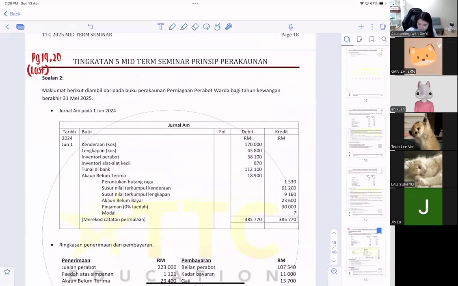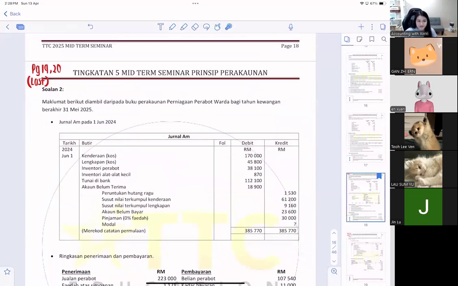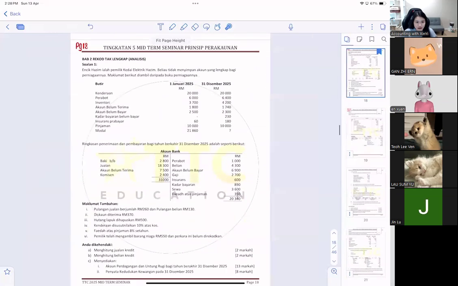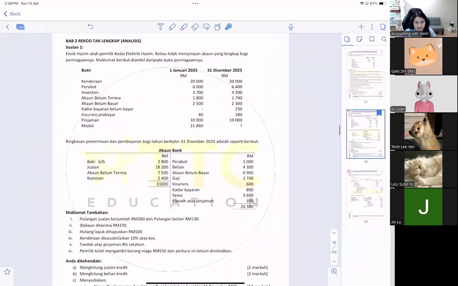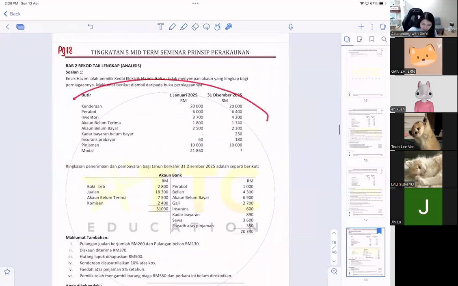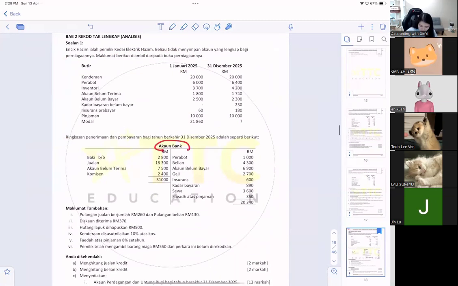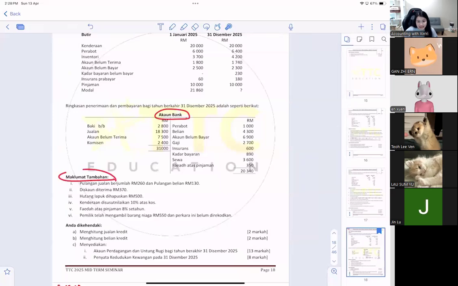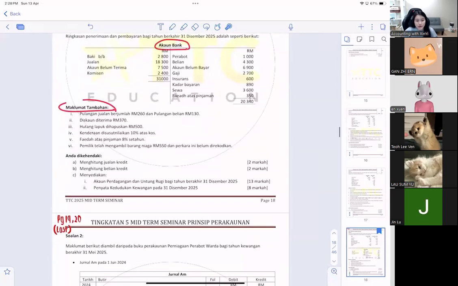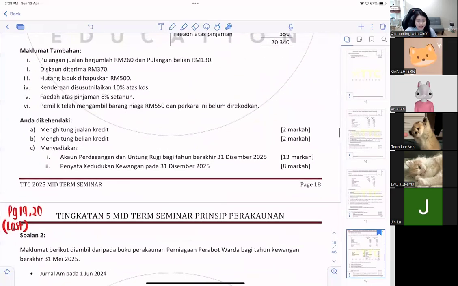So now I will begin with page 18 question. So this is a very standard structure of a record tak lengkap analysis. They will give you Baki area on top, having 1st January and 31st December. Also, they have given us account bank showing transaction of income and expenses. Maklumat tambahan is for pelarasan. So you can take a look at the requirement first. What did the question ask for?